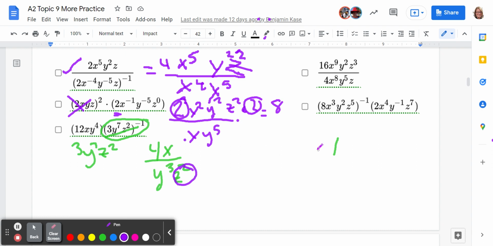Okay, come on over here. This one can just be straight simplified, and when we do that, we get 4x z squared over y to the 3rd, and that one does match.